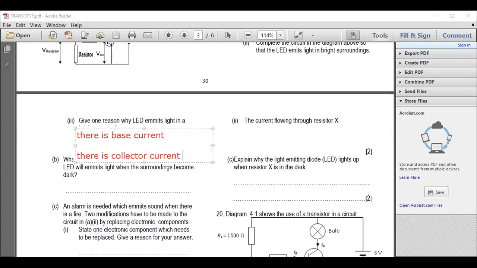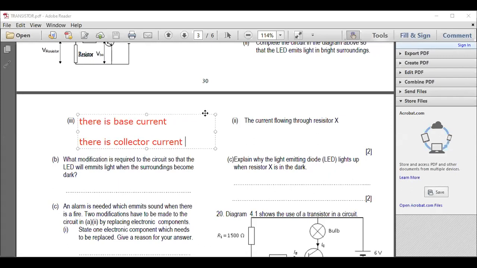You say why it is on. You just say there's base current, there's collector current. Why is it off? No base, no collector current. Okay, you can use the kind of thing lah. If you want to say resistance, you must say resistance of LDR is low, so can. But usually I just prefer easier, like just say base current. There's base current, there's collector current.